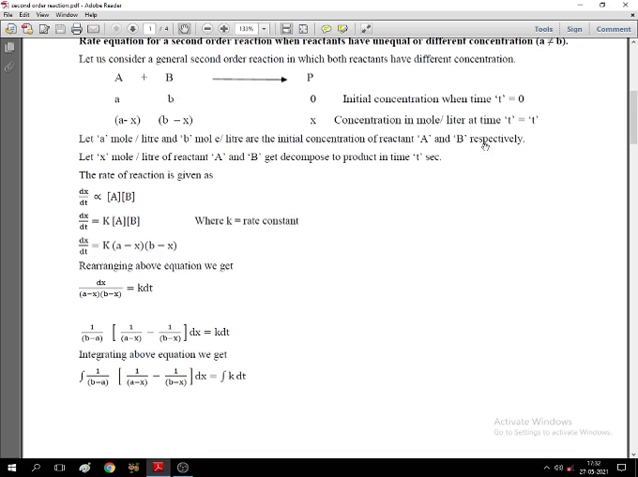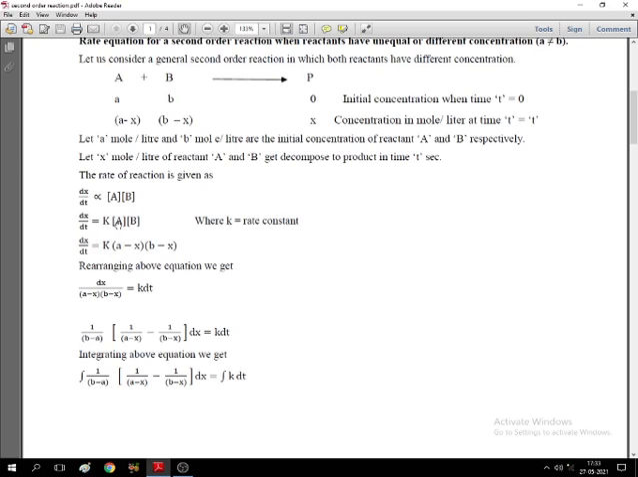Now, at the time t, if you apply the law of mass action, the rate of reaction is given by dx by dt is proportional to the molar concentration of reactant A into the molar concentration of reactant B. Now, this proportionality is converted into equality by putting a constant k. dx by dt is equal to k into the molar concentration of A into the molar concentration of B, where k is a proportionality constant known as the rate constant for second order reaction.